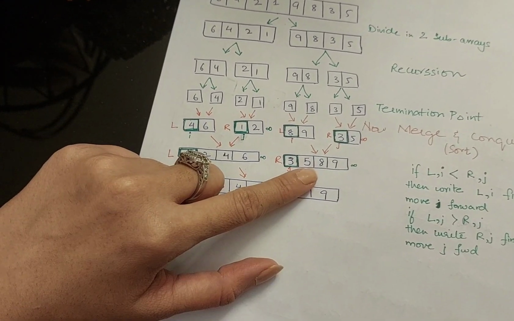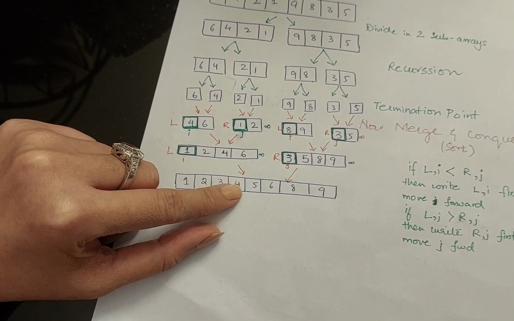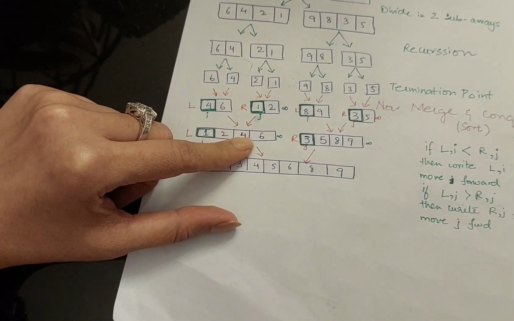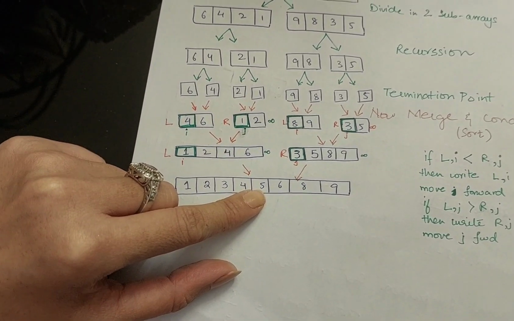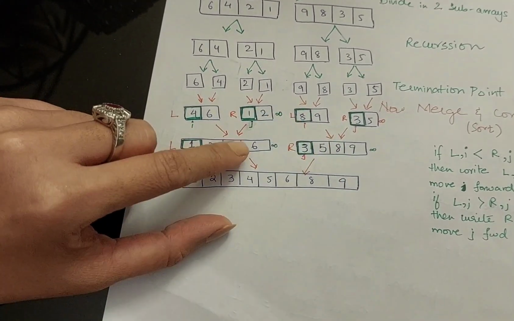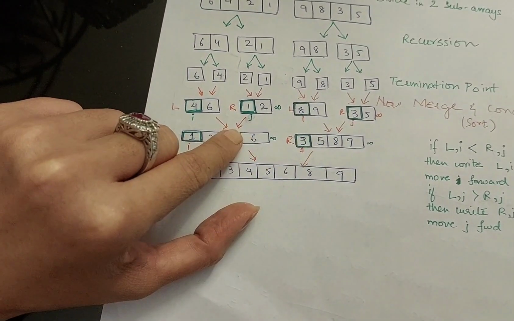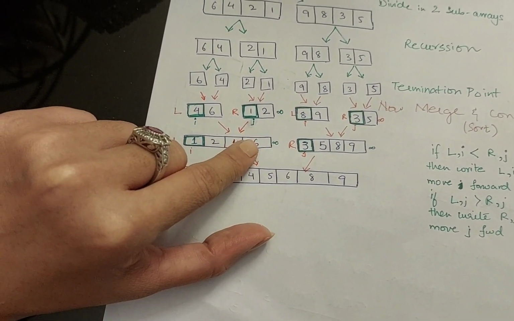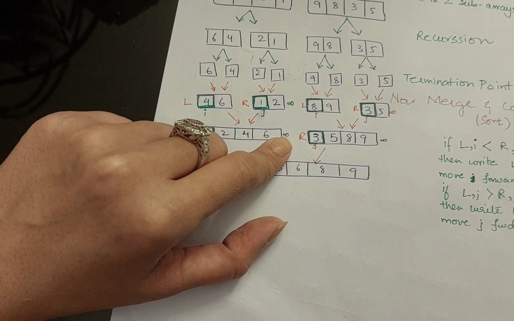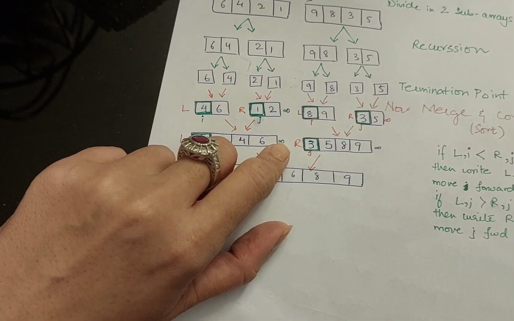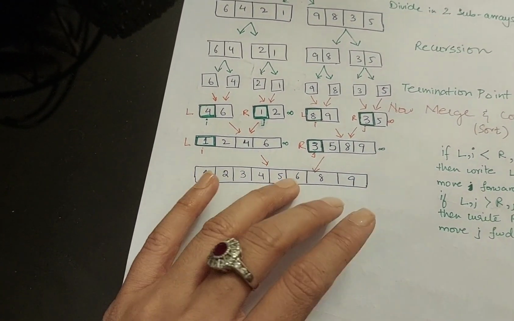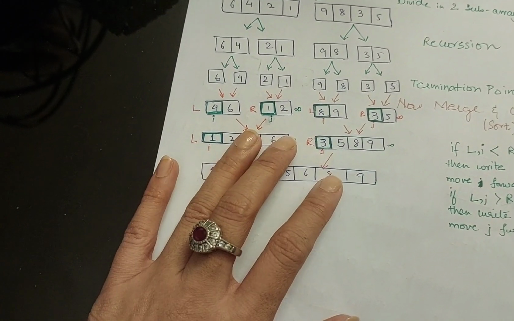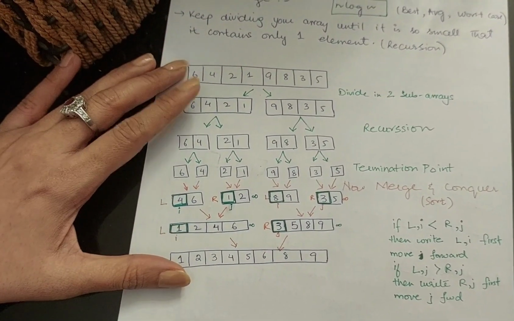4 is compared with 5, and of course 4 is smaller, so 4 is coming here, and moving the pointer forward. 6 is compared with 5, so of course 5 is smaller, so 5 is coming here and the pointer is moving forward. Then 6 is compared with 8, of course 6 is coming here, and then the pointer will move to infinity. So when it moves to infinity, then of course naturally infinity is not smaller than anything, so 8 and 9 will naturally come here. So you will simply make comparisons with infinity. So in this way you have actually sorted out this complete array.